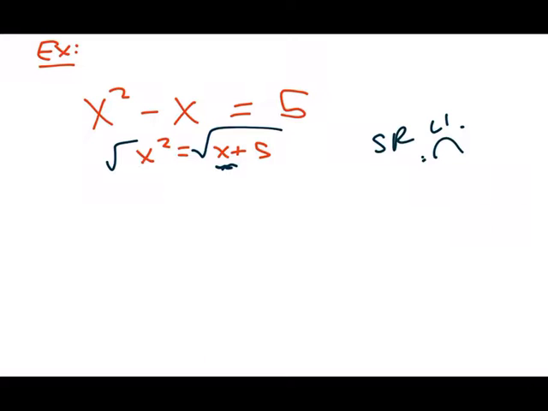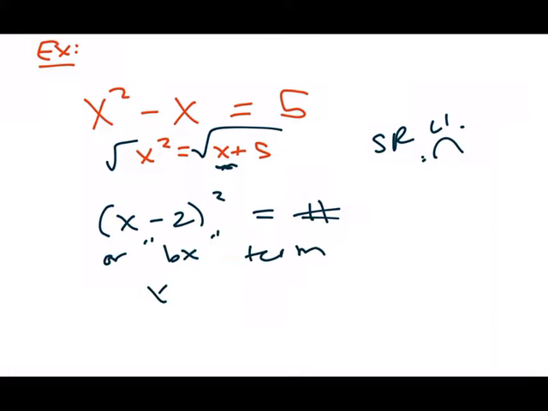So the key thing to remember when you're looking to use the square root method, you're looking for something where you either already have a quantity squared or where you don't have a bx term. What I mean by that is you could solve using square roots here, you could solve using square roots here, but you couldn't solve using square roots here.